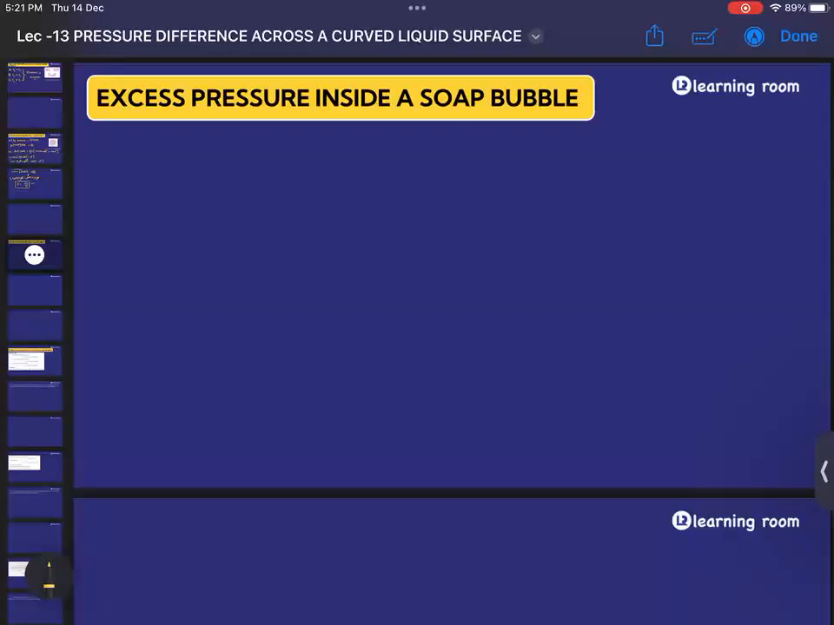Done, sir. Done? Good. So you got that 4T by R. So it's the same thing. What are the steps we need to follow? First, write the expression for work done. Work done is equal to surface energy into increase in area. Then again, you'll write work done is equal to force into displacement. And then you have to equate both. Next.